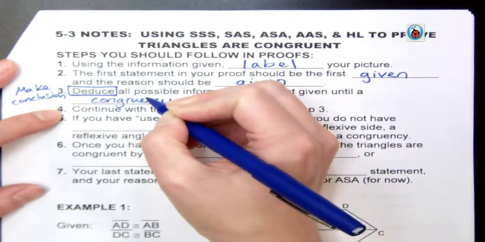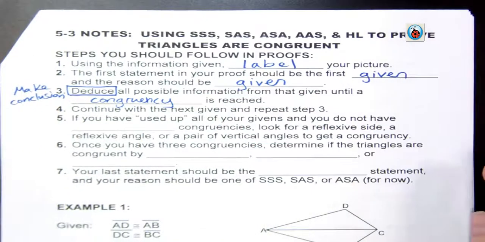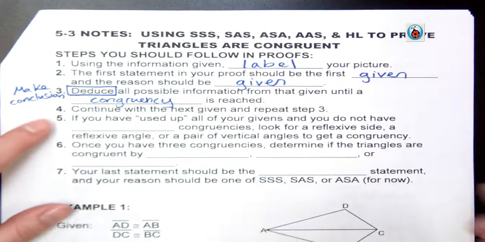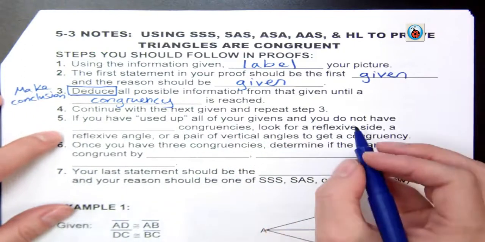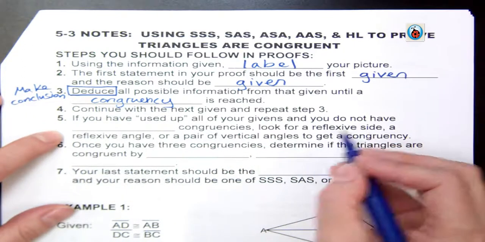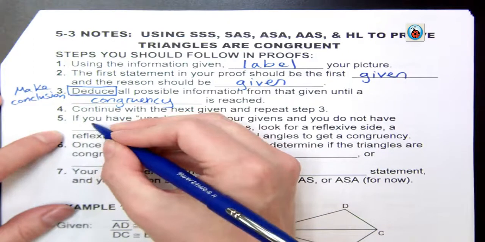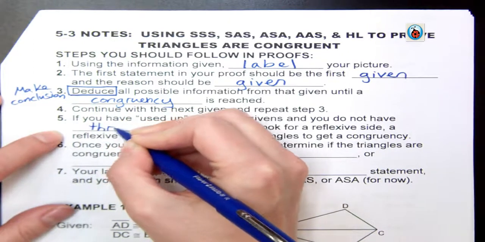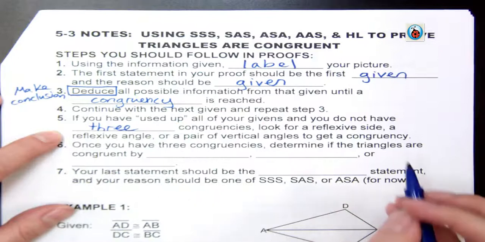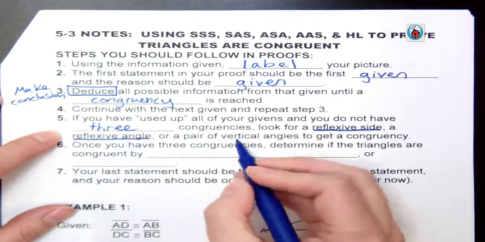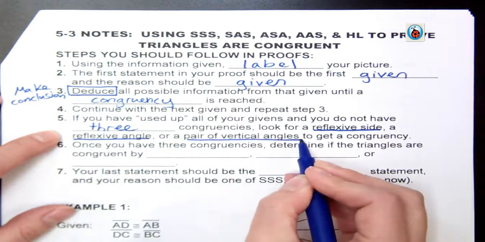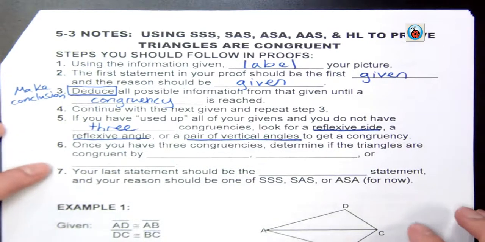This would be if we have words like bisect or midpoint. Continue with your next given until we've used up our givens. If you do not have 3 congruencies after we've had our given, that's when we look for that reflexive side, reflexive angle, pair of vertical angles to get a congruency.